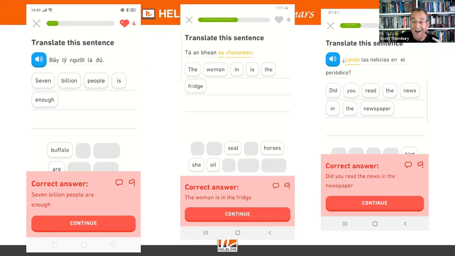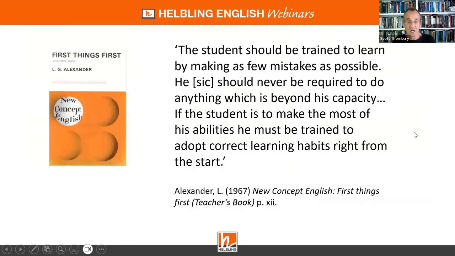Now, that's how I was trained as a teacher, to believe in the correct sentences and the incorrect sentences, and we have to focus on the correct sentences. So the first book I ever used as a teacher, it was published in 1967. I came along a little bit later, but it was still very, very popular when I started teaching English. Some of you will be familiar with it. Alexander's series, New Concept English, First Things First. And in the teacher's book, he says, this is 1967, the student should be trained to learn by making as few mistakes as possible. By making as few mistakes as possible.